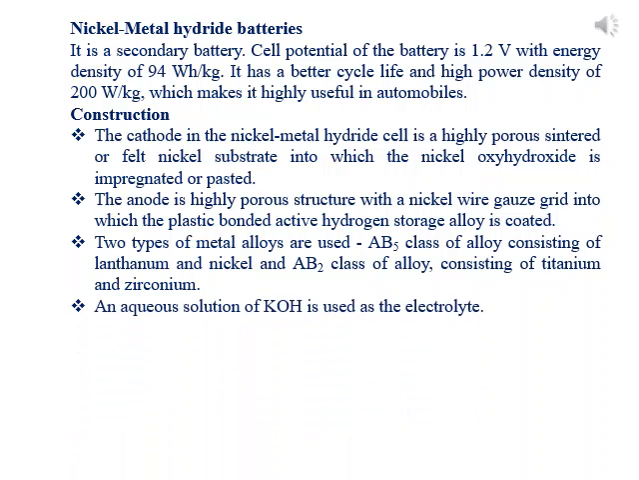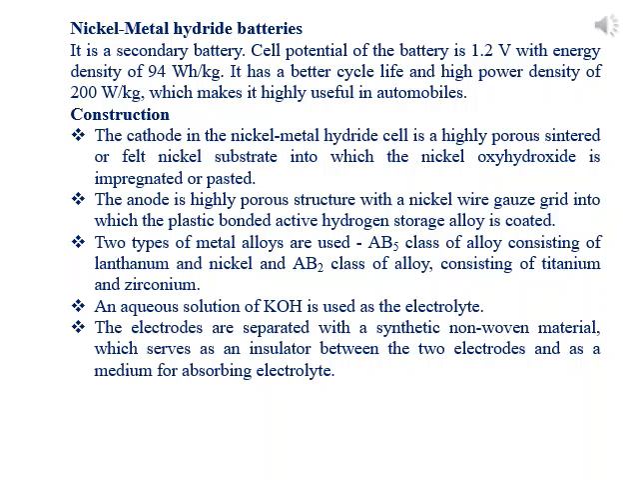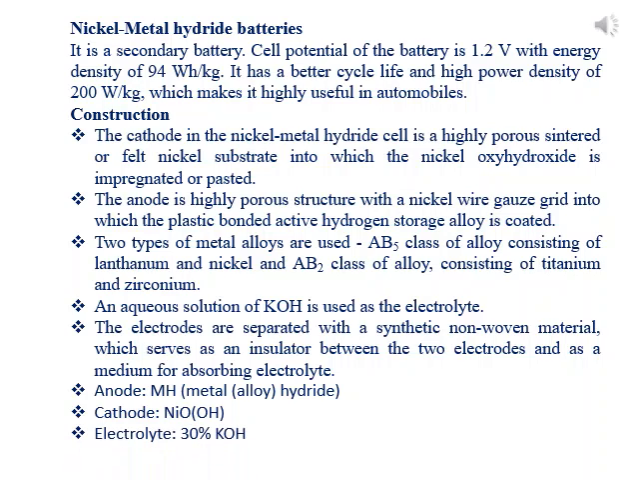In this battery, potassium hydroxide is used as the electrolyte, and a synthetic non-woven material, which serves as an insulator between the two electrodes and a medium for absorbing electrolyte, acts as a separator. In conclusion, the anodic material is active metal hydride, and the cathodic material is nickel oxyhydroxide, which contains nickel in the +3 oxidation state. The electrolyte is 30% potassium hydroxide and the separator is polyethylene or polyvinyl alcohol.